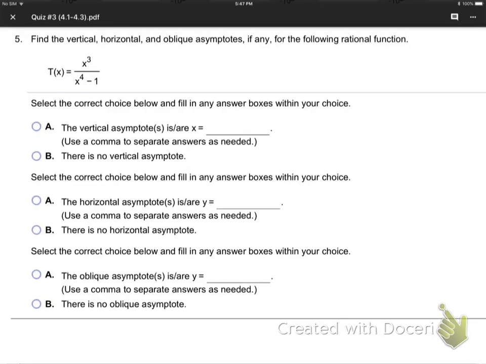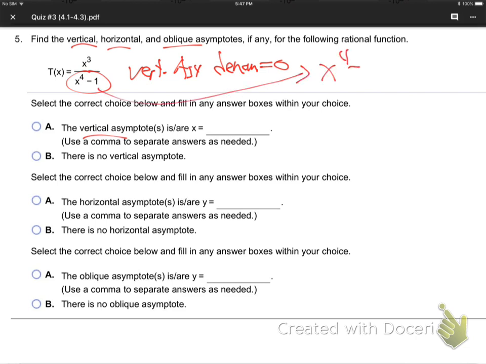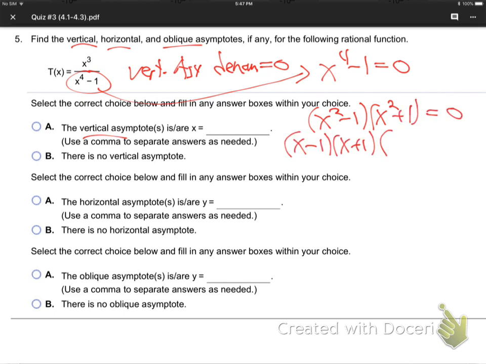Okay, so number 5. We're supposed to find the vertical, horizontal, and oblique asymptotes, if any. So the vertical, how do you find vertical? So for vertical asymptotes, it's all about the denominator equaling 0. So grab that denominator and say x to the 4th minus 1 equals 0. Solve that. How do you do it? I'd factor x squared minus 1, x squared plus 1. Factor this, minus 1 plus 1. X squared plus 1 stays the same. Remember how this can't break down anymore? It just stays the same, whereas this guy breaks into these two.